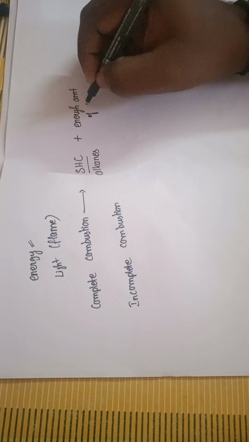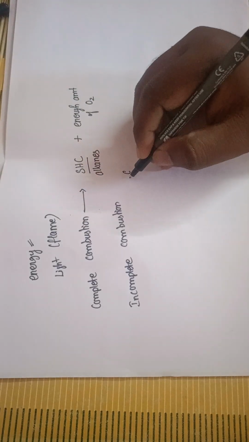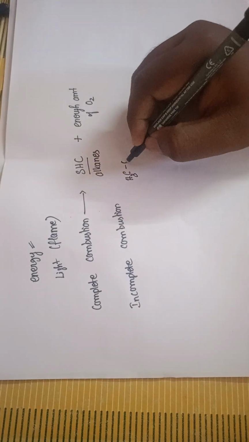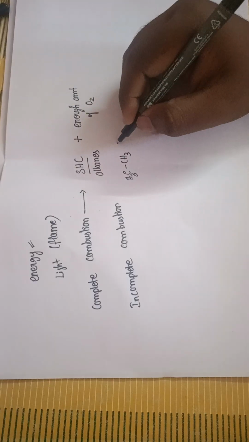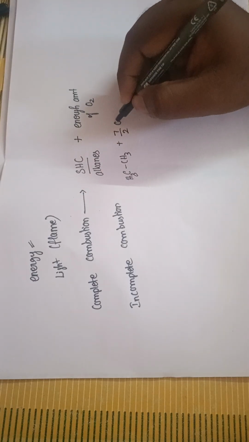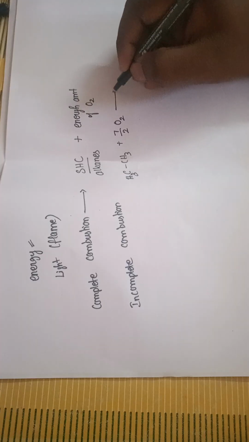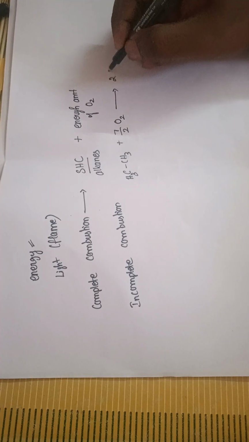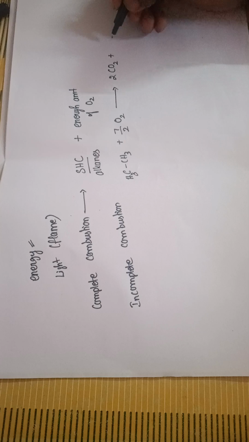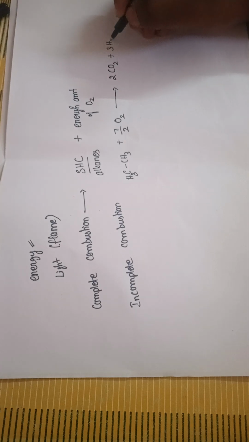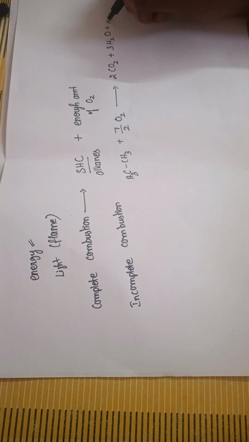What does enough amount of oxygen mean, sir? Just as we saw before, for 1 molecule of ethane, we need 7/2 molecules of O2. Then only will it undergo complete combustion, which gives 2 moles of carbon dioxide and 3 moles of water, with heat and light.